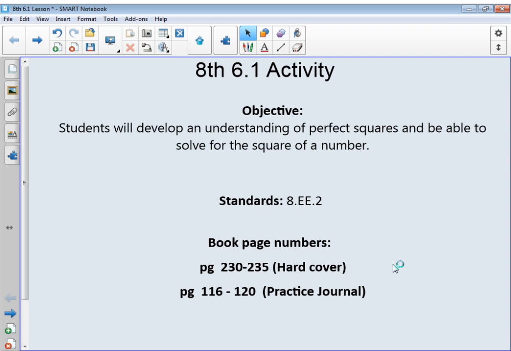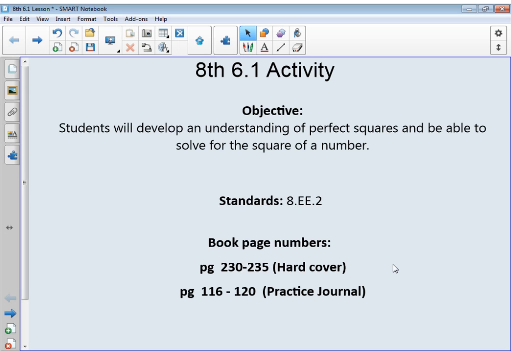Okay, this is 8th grade activity 6.1. Our objective today, students will develop an understanding of perfect squares and be able to solve for a square of a number. The standard covered is 8.EE.2. The page numbers out of the hardcover book are pages 230 through 235, and out of the practice journal, pages 116 through 120.